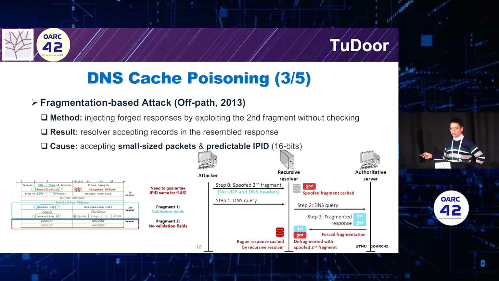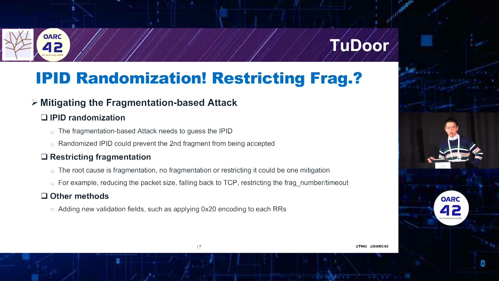So here are the steps to do this fragmentation attack. The key idea is we just spoof the second fragment before the second fragment of the authentic answer comes, and then the cache is poisoned. So how do we mitigate this one? We do IP ID randomization.